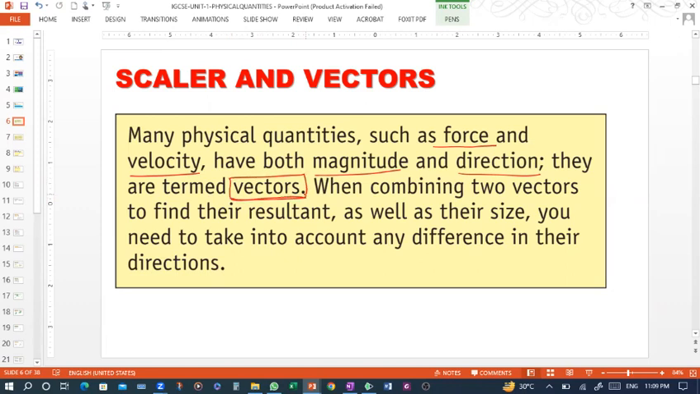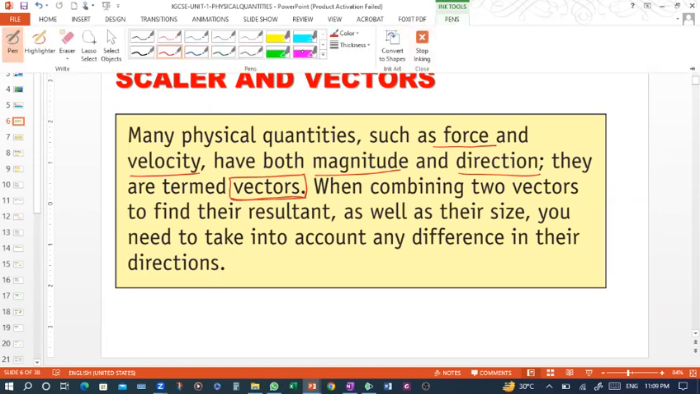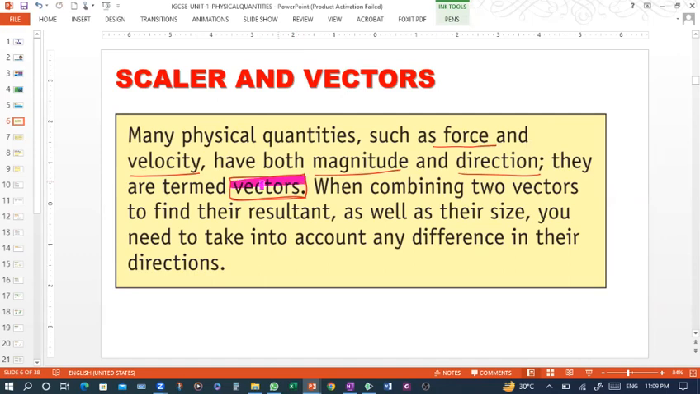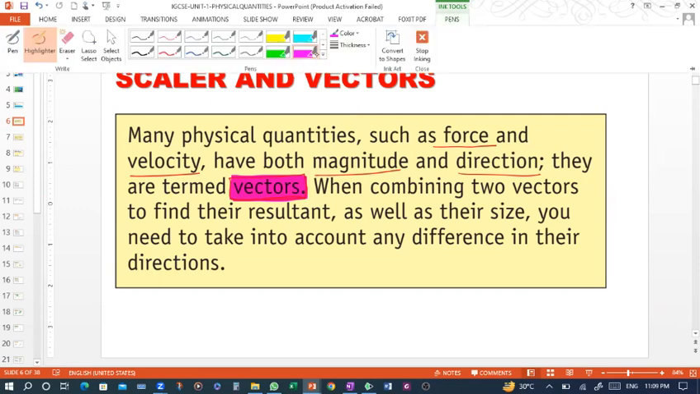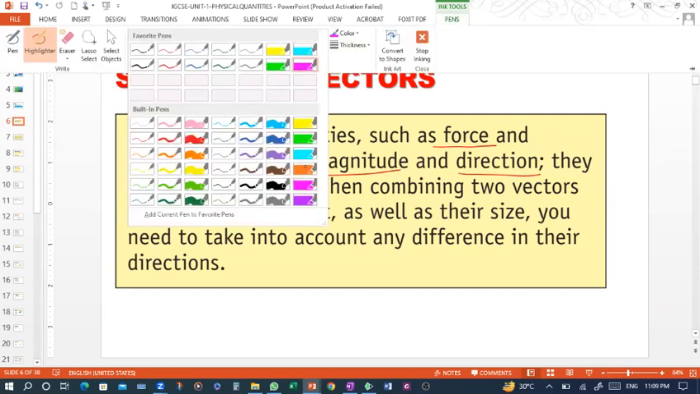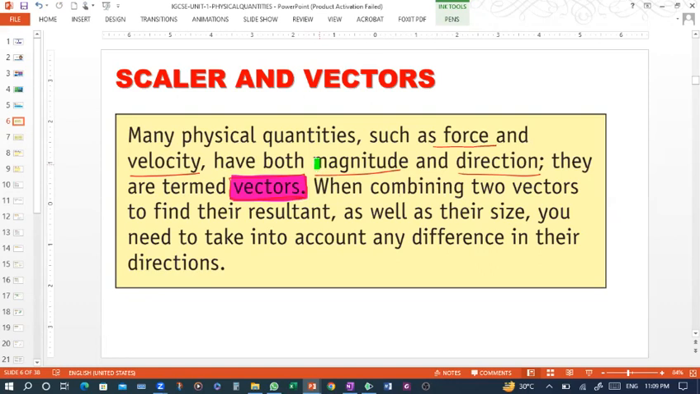So if I say what vectors are, it is very obvious from this definition that vectors are basically those physical quantities which need magnitude as well as direction. What is the main definition? Vector quantities need magnitude as well as direction. Remember this, it is very important to know that vector quantities need magnitude, unit, and direction as well.